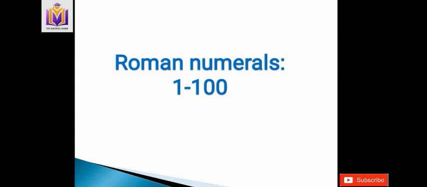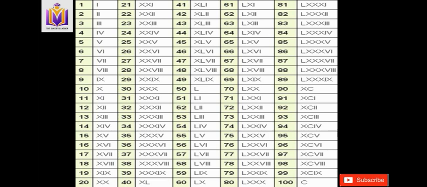Now here are the Roman numerals from 1 to 100. So this is a whole chart for the Roman numerals from 1 to 100, and you can pick any number and let us see. For example, let us take 56. So here 56 is made up of 50 and 6. So we have to keep this base 10 in mind. So let us see how we can write 50. So 50 is L and 6 is VI. So together it makes LVI.